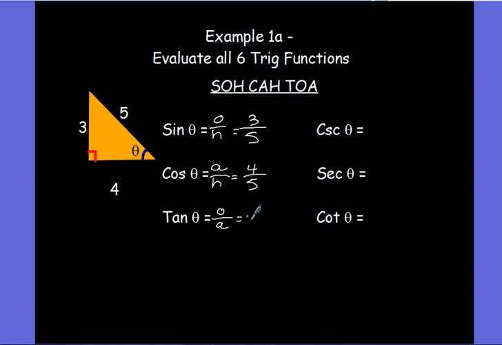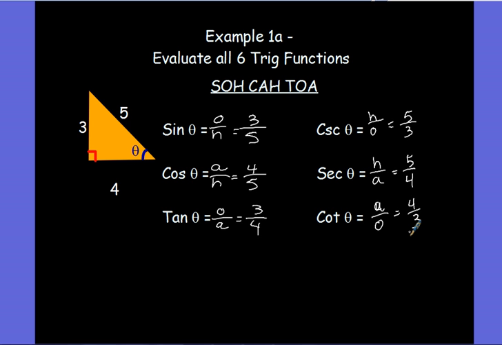Opposite over adjacent, which in our case is 3 over 4. And then, of course, for cosecant, secant, and cotangent, all I really have to do is flip them. So cosecant, as everybody agree, is going to be hypotenuse over opposite, which is 5 over 3. Secant is going to be hypotenuse over adjacent, which is 5 over 4. And cotangent is adjacent over opposite, which is 4 over 3.